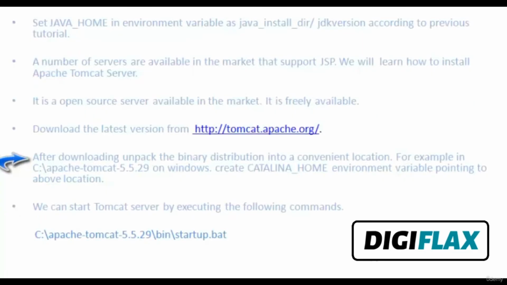Create the CATALINA_HOME environment variable pointing to the above location, that is C:/apache-tomcat. Now we can start the Tomcat server by executing the following command: C:/apache-tomcat directory name/bin/startup.bat. After the server is started, we can use the functionalities provided by the server.